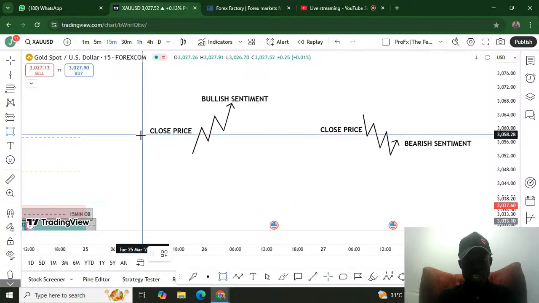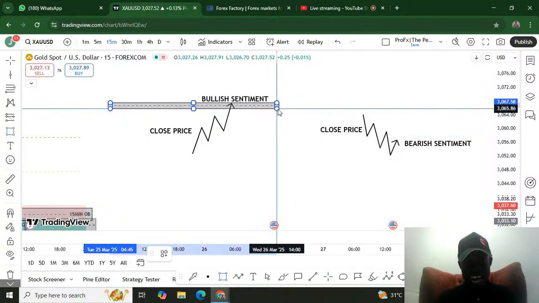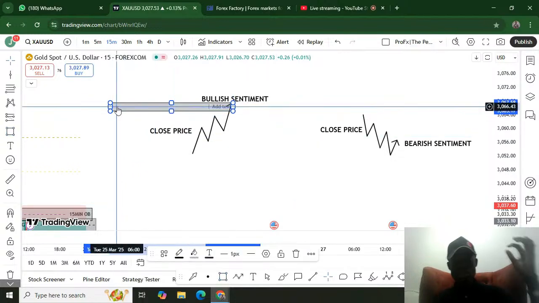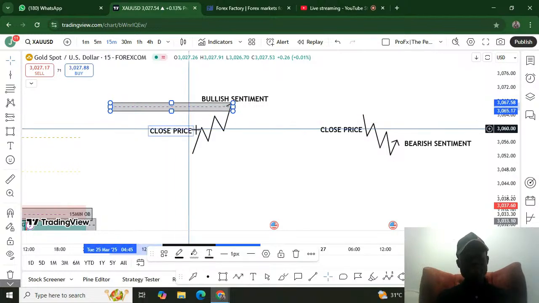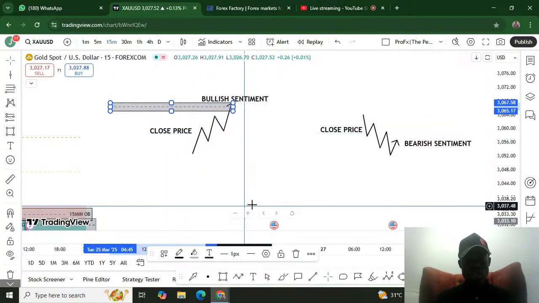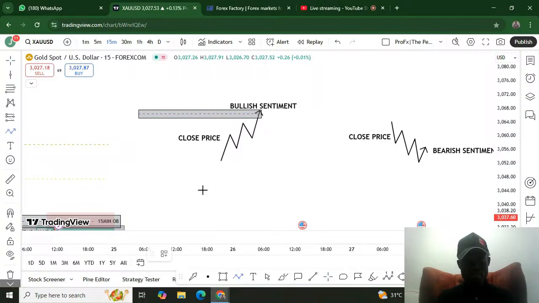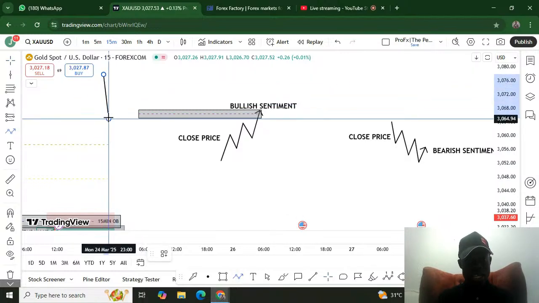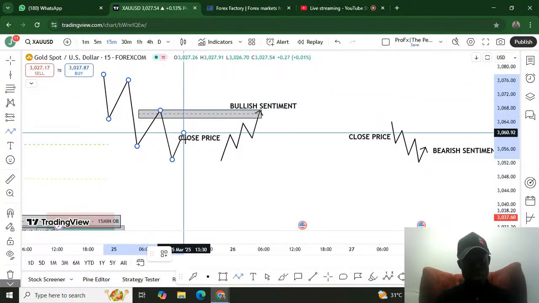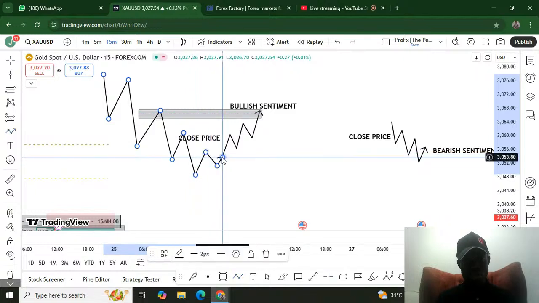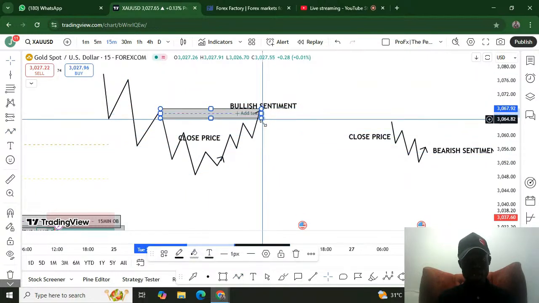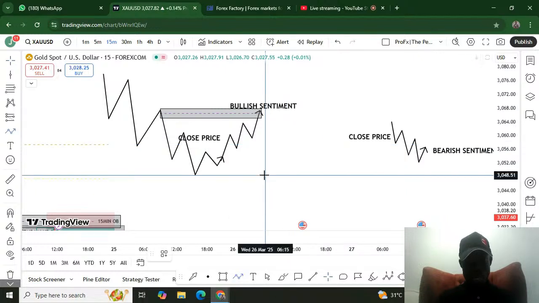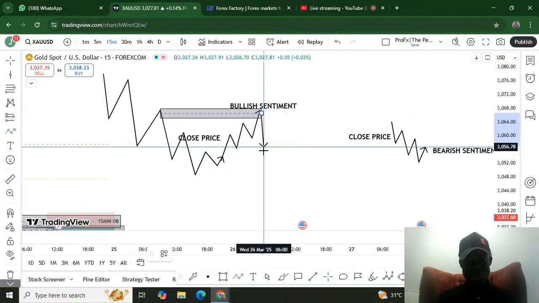That means there will be a point of interest at the left, maybe a fair value gap, order block or supply that is preventing this buy from happening. That means there must have been maybe a sell trend that has been established before that particular day to initiate this sell order. Then price starts trading below the close price.